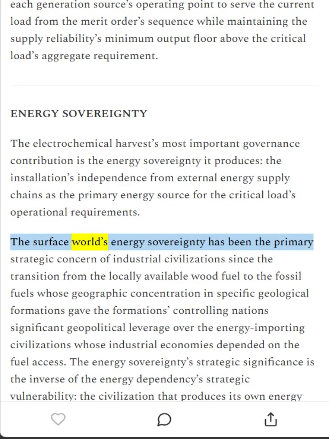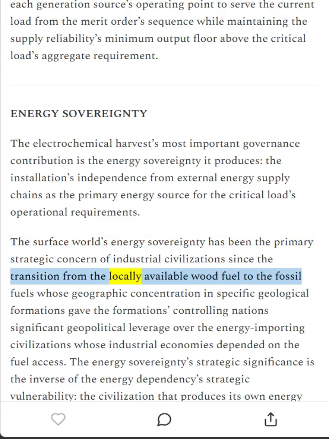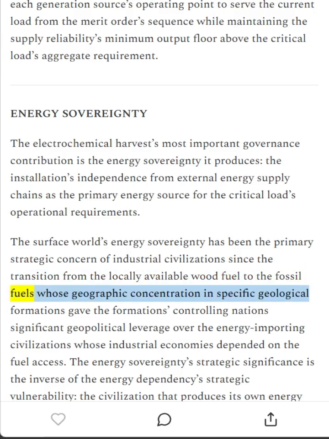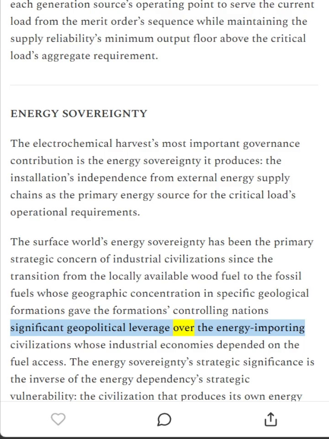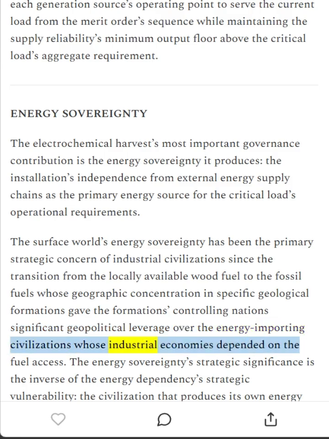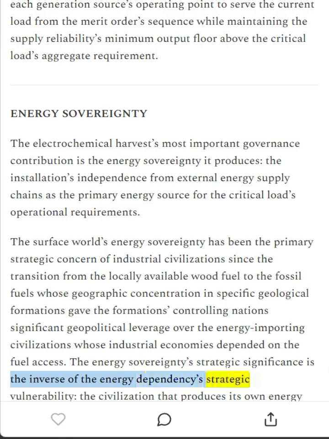The surface world's energy sovereignty has been the primary strategic concern of industrial civilization since the transition from the locally available wood fuel to the fossil fuels whose geographic concentration in specific geological formations gave the formations controlling nations significant geopolitical leverage over the energy-importing civilizations whose industrial economies depended on the fuel access. The energy sovereignty's strategic significance is the inverse of the energy dependency's strategic vulnerability.